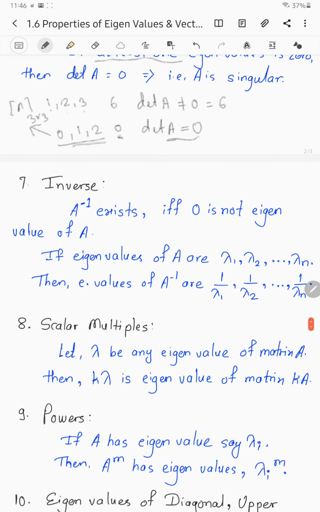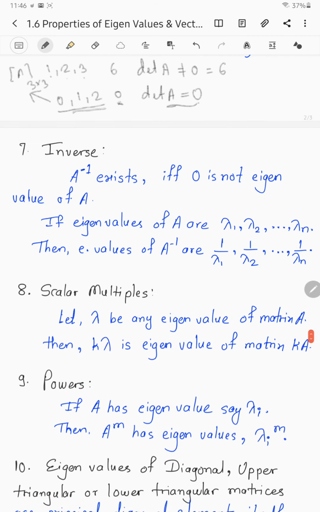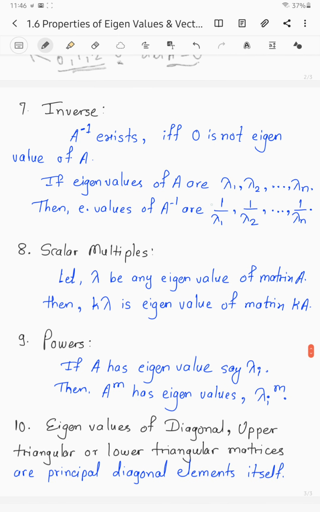Now for the inverse: A inverse exists if and only if 0 is not an eigenvalue of A. If the eigenvalues of A are lambda 1, lambda 2, up to lambda n, then the eigenvalues of A inverse are 1 upon lambda 1, 1 upon lambda 2, up to 1 upon lambda n. Suppose 1, 2, 3 are eigenvalues of matrix A, then the eigenvalues of A inverse are 1 upon 1 is 1, 1 upon 2, 1 upon 3. These are the required eigenvalues of A inverse.